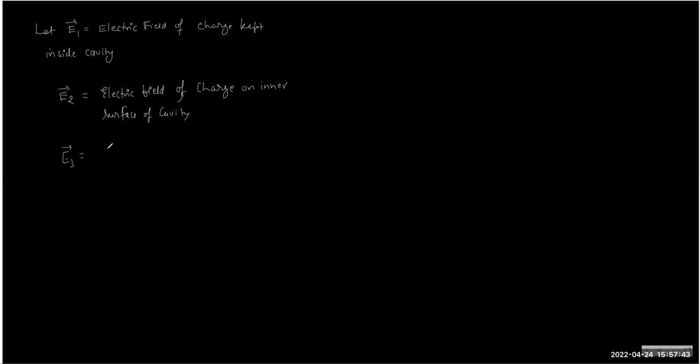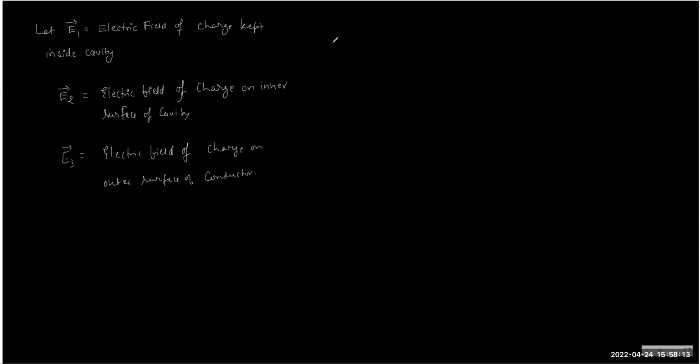And let's say E3 is the electric field of the charge on the outer surface of the conductor. So these are three possible electric fields.